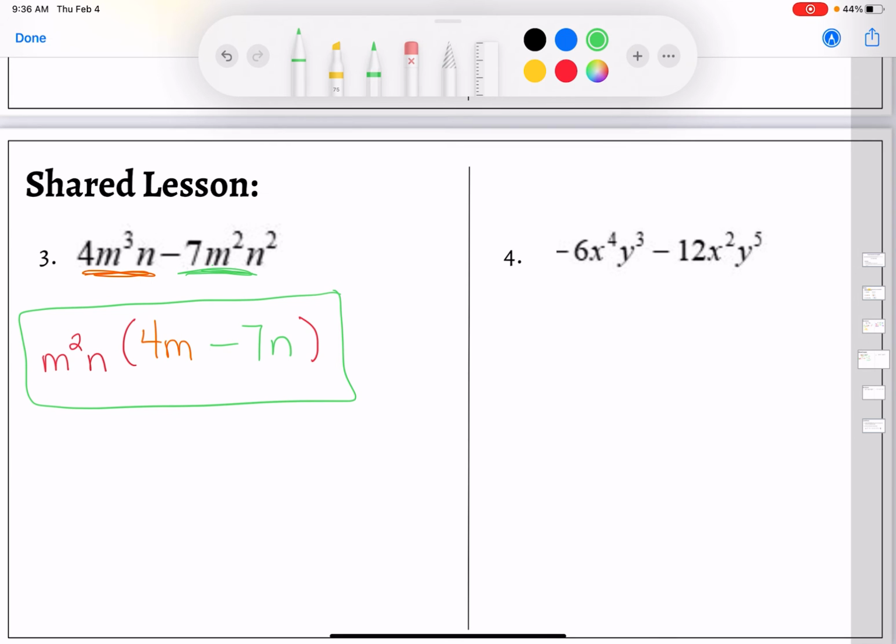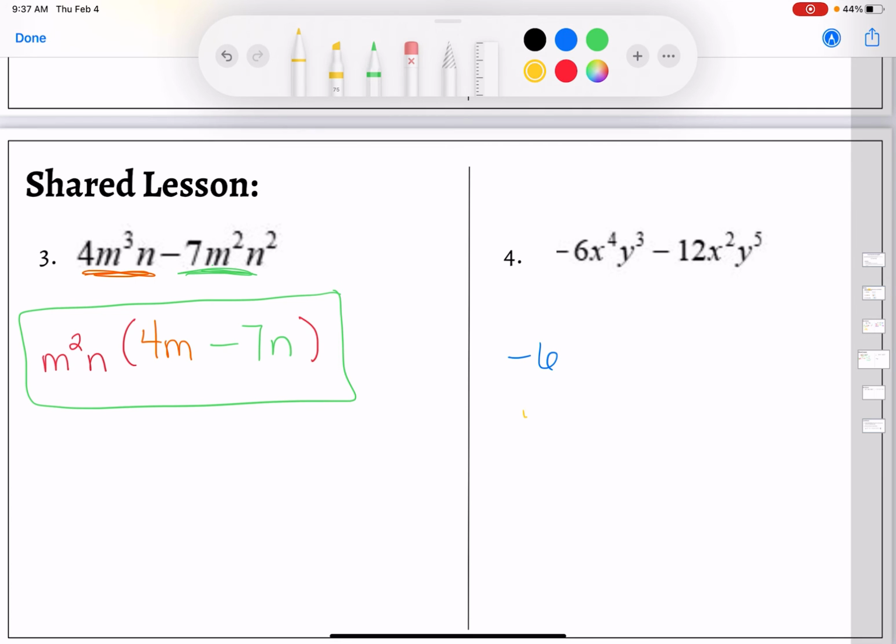All right, number 4, negative 6x to the fourth y to the third minus 12x squared y to the fifth. When I look at the numbers, be careful, this one's a little bit tricky. So here I look at the numbers, I have negative 6 and negative 12. So the common factor that they have is actually negative 6. Now we've had negatives show up before, but if you notice in this one, all of the terms are negative, right?